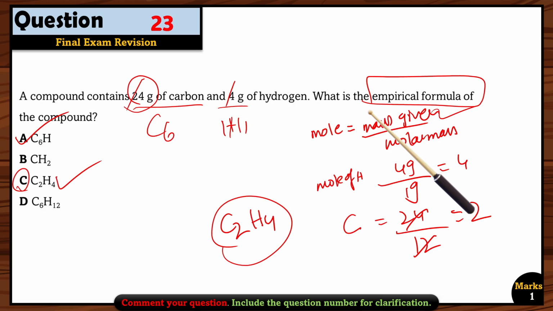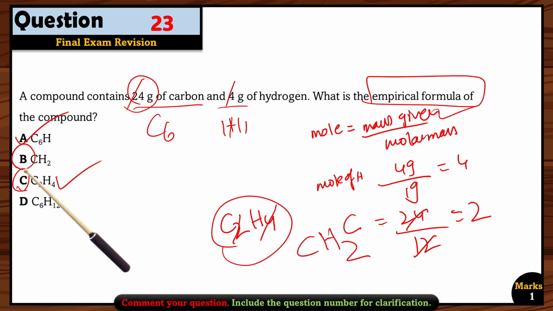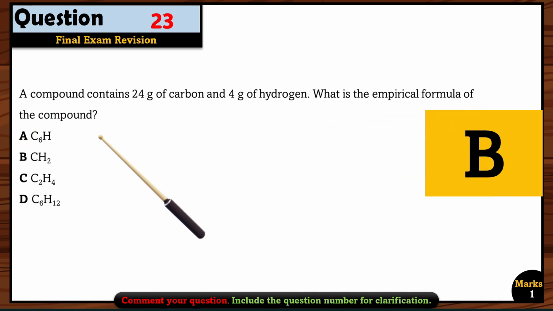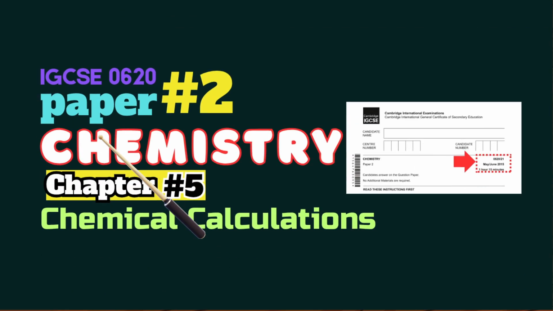The empirical formula is the shortest, simplest ratio of the elements present in a compound. So you have to make it simpler. That is CH2, right? So CH2 is the right answer for this question. So B is the right option. Okay, so these were all the questions related to chapter 4.